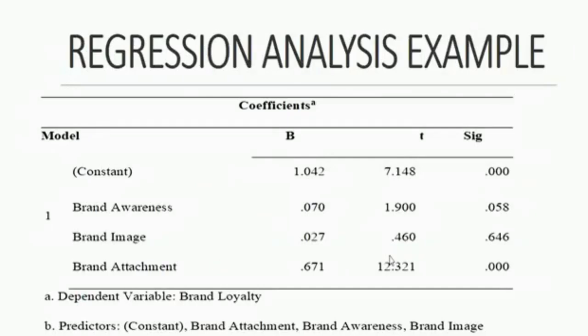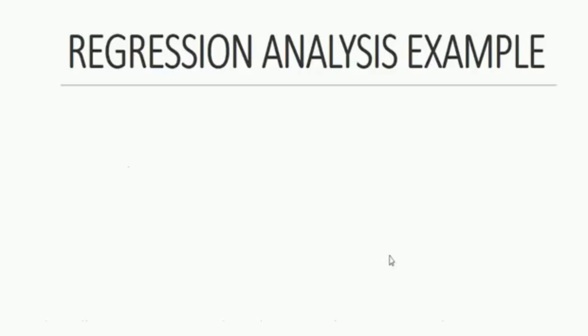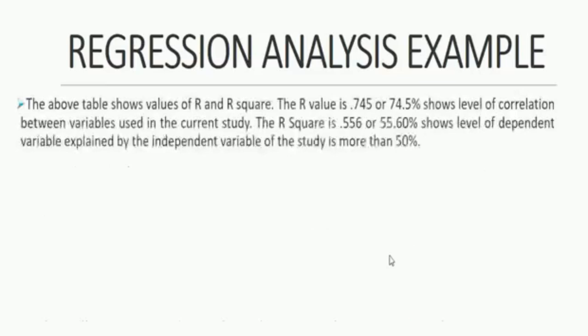Next we have the regression analysis table. This is how it looks. First comes your beta, then your t value and your significant value. Then under this table you can write R square value, R value, F value, significant value. You can also add them in a different table or on the same table. There is no issue with it. Then comes the regression analysis interpretation.